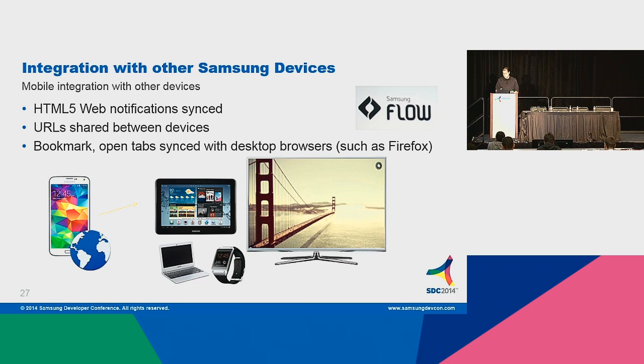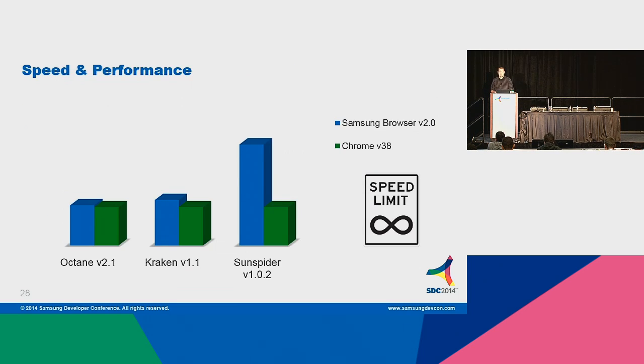I mentioned previously that we focus on performance. I just wanted to quantify that a little bit better. This is a chart that shows the latest Samsung browser, version 2.0, against Chrome. These benchmarks are largely focused on JavaScript performance. As you can see, the blue line is a little higher everywhere. On SunSpider, the gain is huge, I would say.